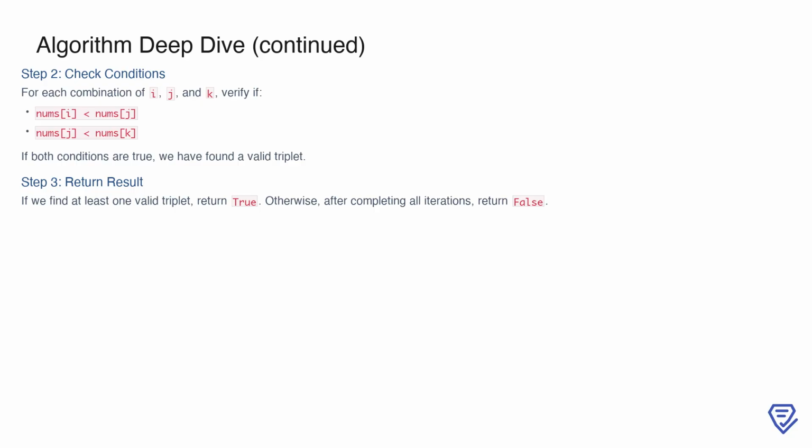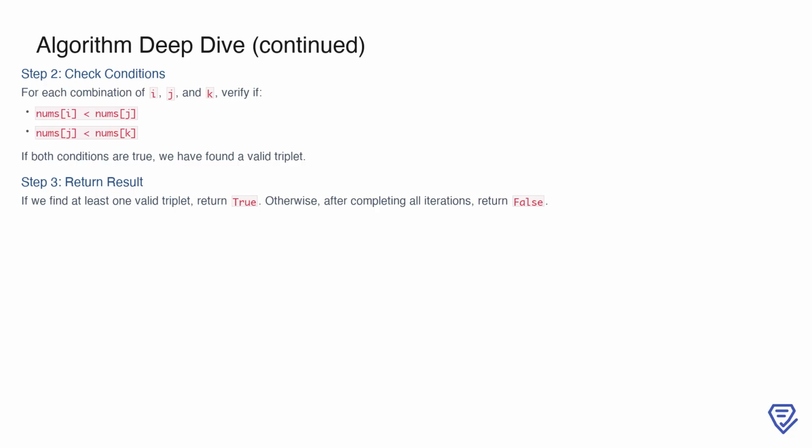Once the triplets are generated from the 3 nested loops, the next step is to check their validity. For each combination of indices i, j, k, we confirm if the values at these indices satisfy the conditions nums[i] < nums[j] and nums[j] < nums[k]. If both conditions hold, we've successfully identified a valid increasing triplet. At this point, we can immediately return true since the problem only asks if such a triplet exists. However, if no valid triplet is found after fully iterating through all combinations, we conclude that the array does not contain an increasing triplet subsequence and return false.